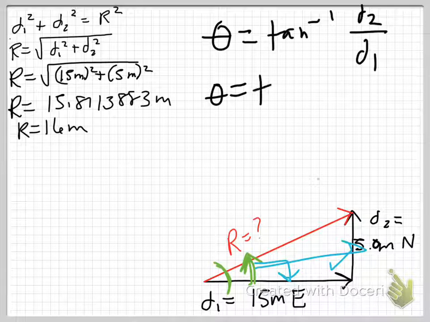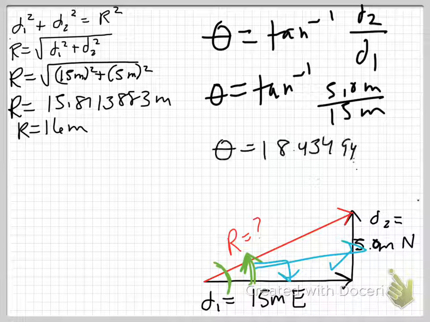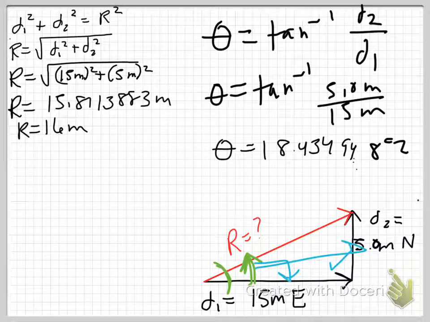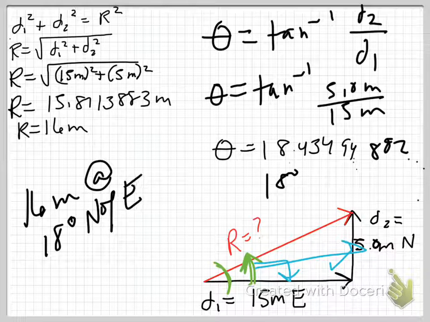So theta equals inverse tangent of 5.0 meters over 15 meters. So you do second function tangent, 5 divided by 15, and close your parentheses. Who's got a raw number for me? Answer of 18.43, and I'm sure you have the same trailing digits as I do, 94882, and on and on and on. What's our final sig figged answer? 18 degrees. And so our full answer, when I ask you for a resultant in a problem like this, your full answer should be 16 meters at 18 degrees north of east.